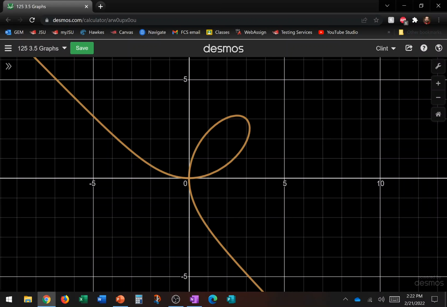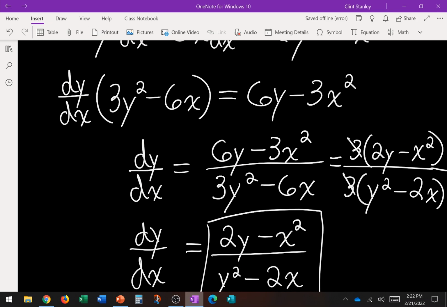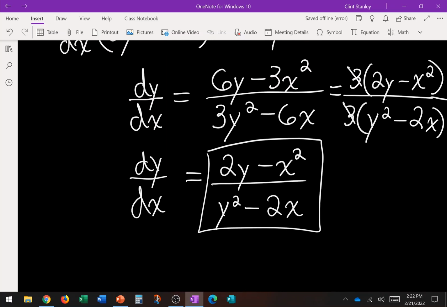But this thing we ended up with actually gives us the derivative of multiple functions, because the thing we started with, the x cubed plus y cubed equals 6xy, actually defines multiple functions in one equation.